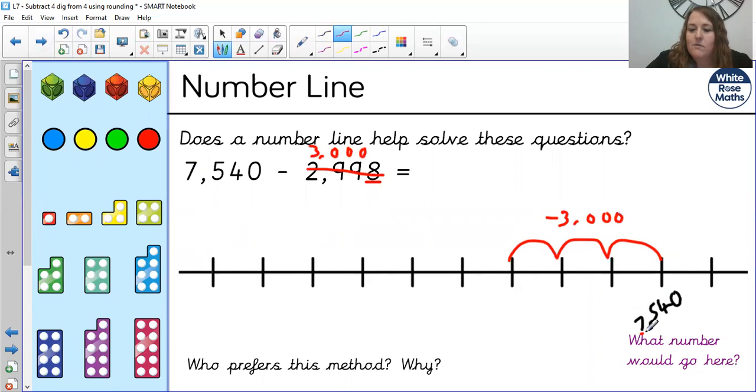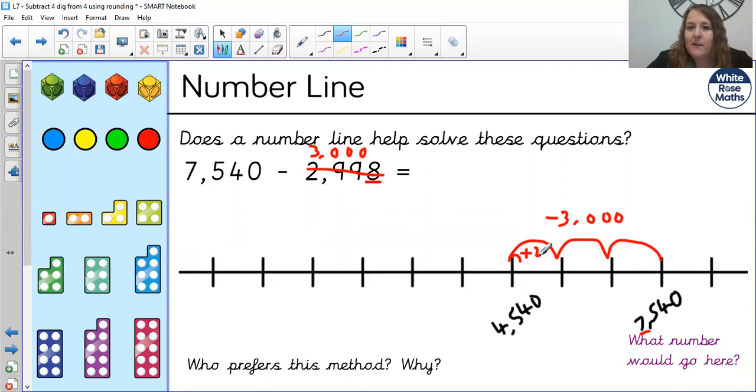And again, from my thousands column, 7 take away 3, 4,540. Excellent. So that would be my answer. Lovely. Well done if you're saying no, because we have to compensate. We have to jump back a little bit because we took away too many. And the difference between 8 and our 0 or our 10 is we've got to add 2 back on.